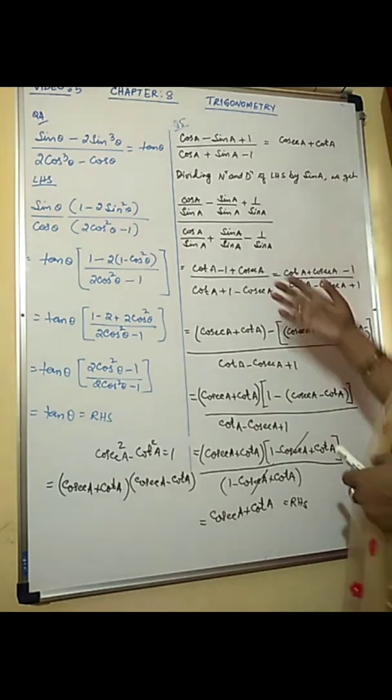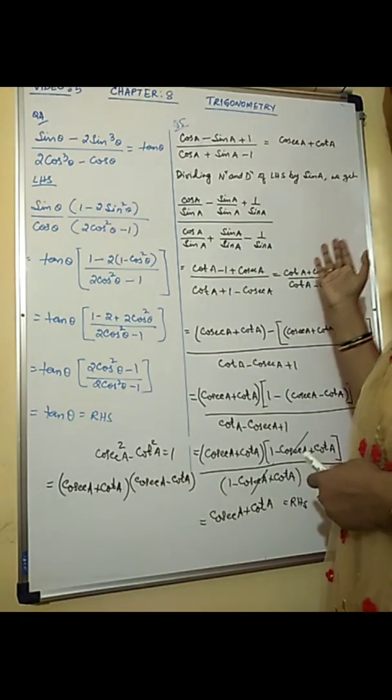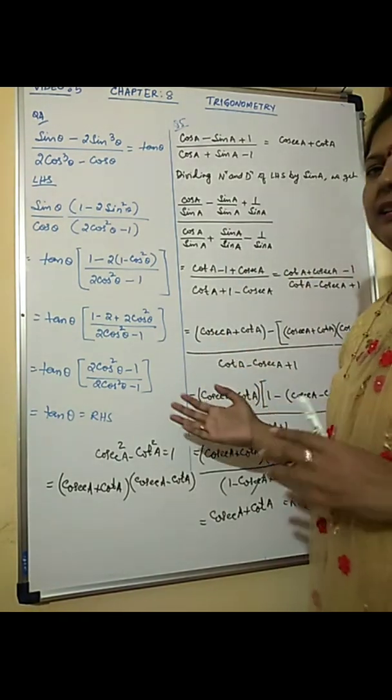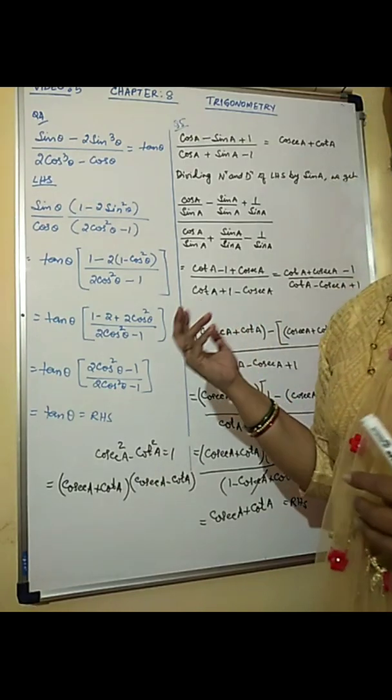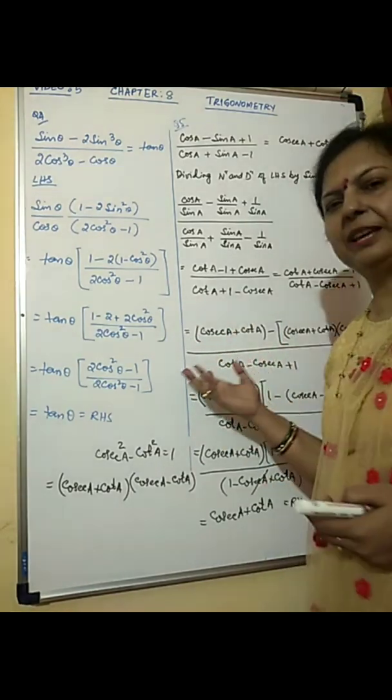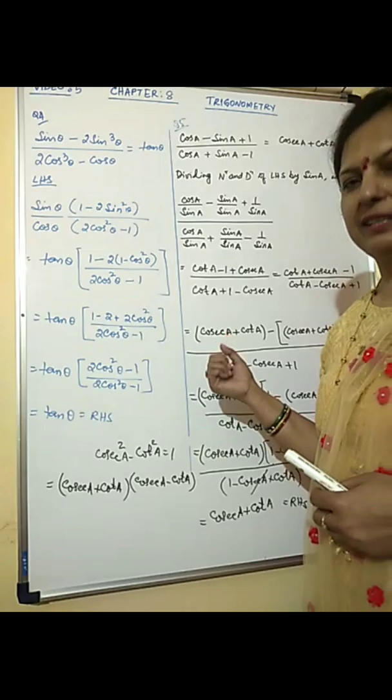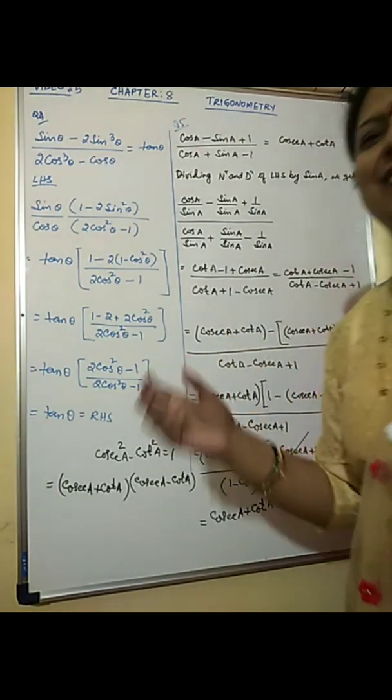So this is how we have to just look at what is there on RHS and simplify the LHS. So this is how we can work out with the identities. There are many of them. So the rest of it we can discuss in the class. So till then, thank you.